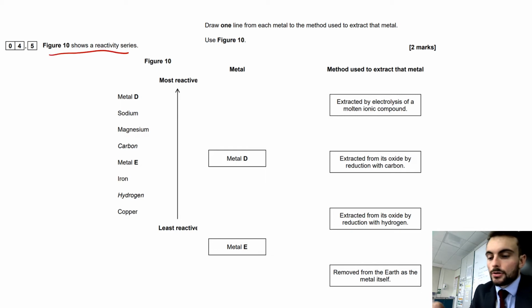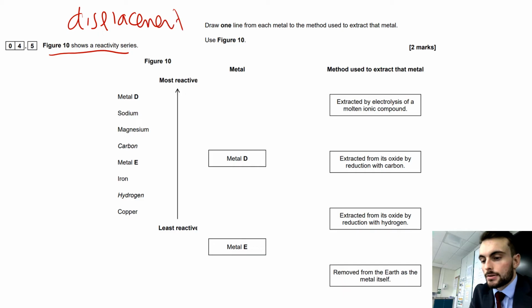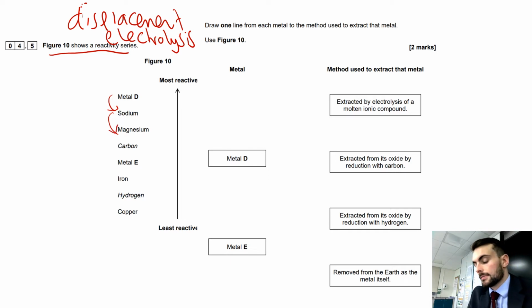4.5, figure 10 shows the reactivity series. So we have our sequence of reactants. Immediately when I see that word, I'm thinking about, normally we're talking about displacement reactions. If we absolutely need to, we're talking about electrolysis. Whichever one is higher up the reactivity series will be able to displace the one that's below it. So obviously metal D could displace sodium, but not the other way around. Sodium could displace magnesium and replace it in a compound, but not the other way around.